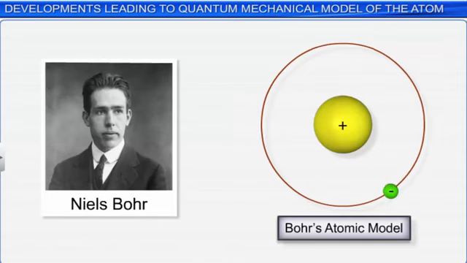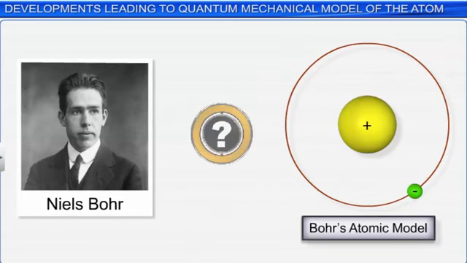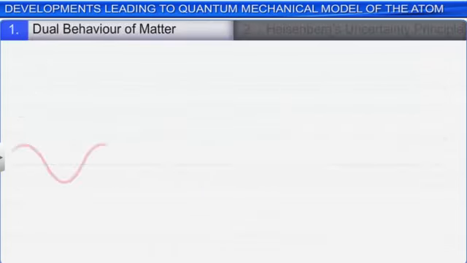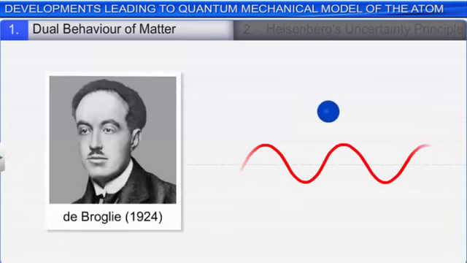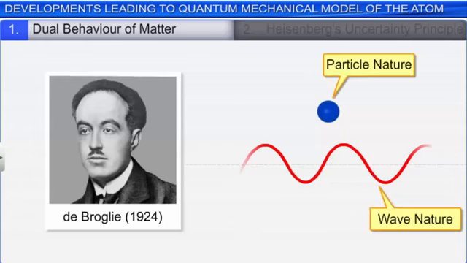Two important developments that questioned the rationality of Bohr's model are: 1. Dual behavior of matter, and 2. Heisenberg uncertainty principle. Let's understand these developments in detail. After the dual behavior of electromagnetic radiation was known, de Broglie proposed in 1924 that all matter has wave and particle-like properties.